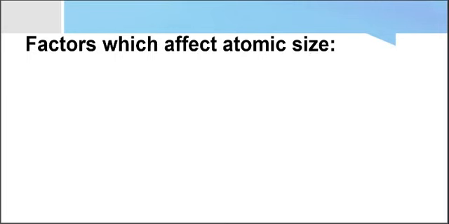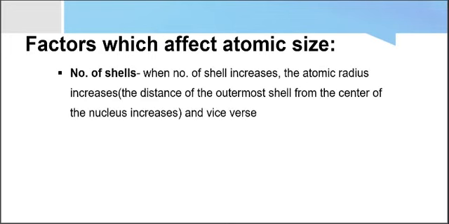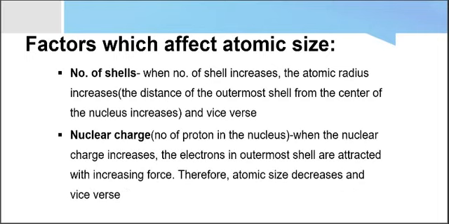So what are the factors which affect atomic size? There are various factors which affect atomic size and how atomic size varies in the period or group. The first factor is the number of shells. When we increase the number of shells, the distance from the center till the outermost shell will increase. So the atomic size, or more accurately atomic radius, will increase. And if we decrease the number of shells, the distance will decrease. So the atomic radius will decrease.